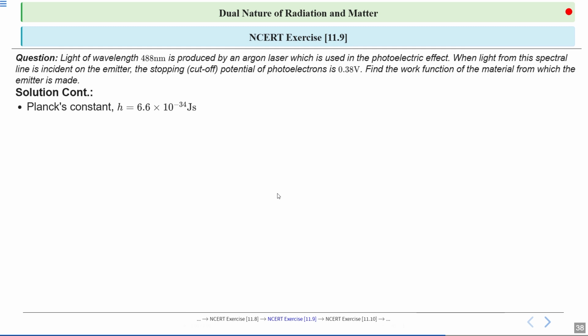Planck constant h equal to 6.6 × 10^-34 joule second. Charge on an electron equal to 1.6 × 10^-19 coulomb. Speed of light 3 × 10^8 meter per second.